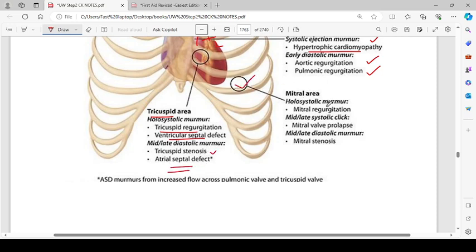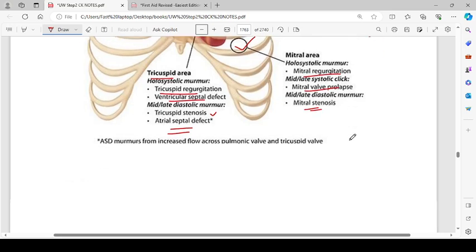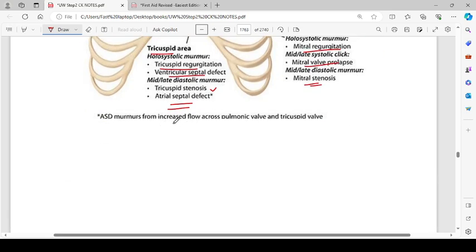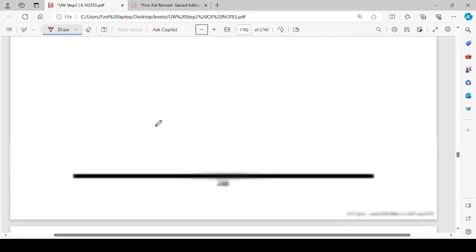This is the mitral area. So the hollow systolic murmur is mitral regurgitation, and mid or late systolic click, mitral valve prolapse. Mid or late diastolic murmur is mitral stenosis. ASD murmurs from increased flow across the pulmonic valve and tricuspid valve.